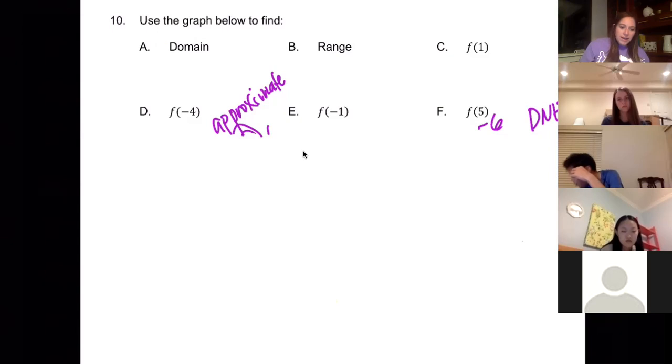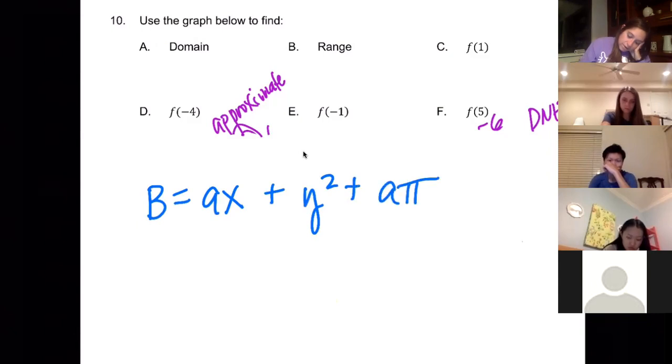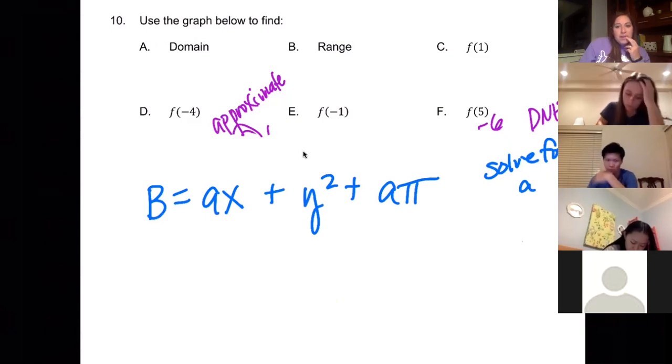Okay, so if I said B equals AX plus Y squared plus A pi, and then I said solve for A. So y'all try that really quickly, and think about what we did on 5B.